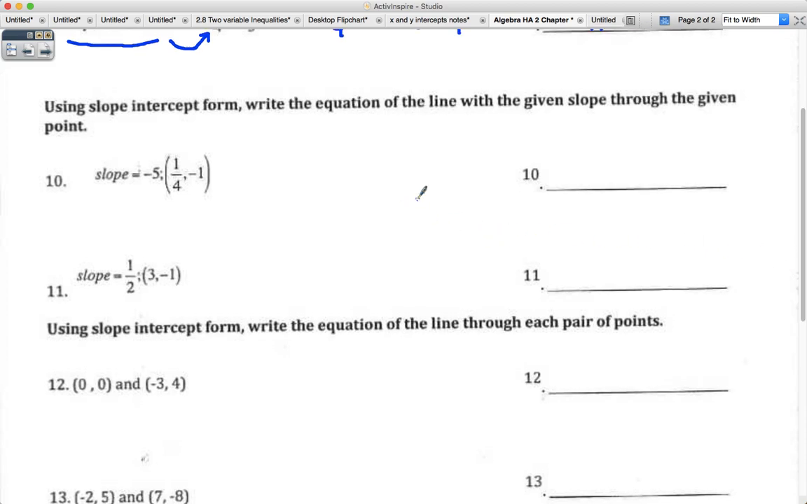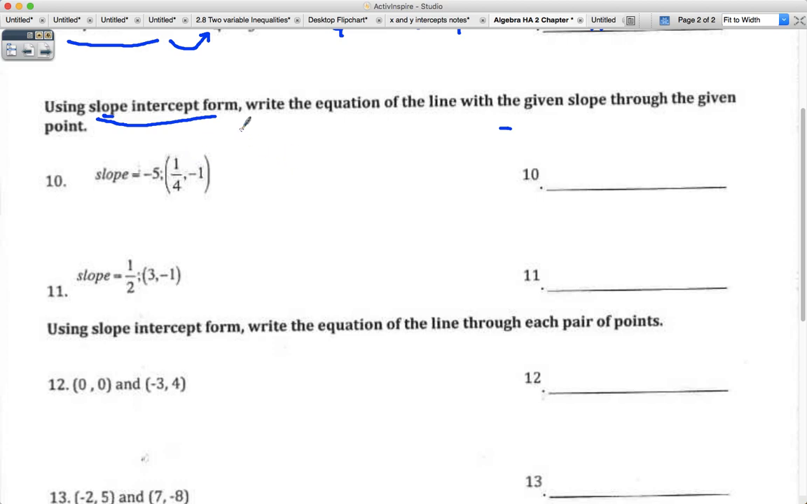Now I'm going to use the slope-intercept form to write the equation of the line with the given slope through the given point. Because I have a point and a slope, I can put this in point-slope form. Then I can rewrite it in slope-intercept form. It wants you to write it in slope-intercept form, but I'll use point-slope form. You can alternatively use the slope-intercept form, but you'll need to solve for the y-intercept b.